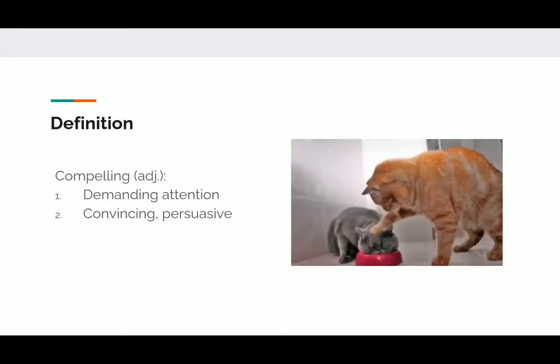There are two definitions of the adjective compelling. One is demanding attention. So by saying something is compelling, you can say this is demanding attention. This is a highlight, or it needs attention. The second meaning of compelling is convincing, persuasive. So by saying something is compelling, you can either mean it is demanding attention, or you can also mean this is very convincing, depending on the meaning of the sentence.